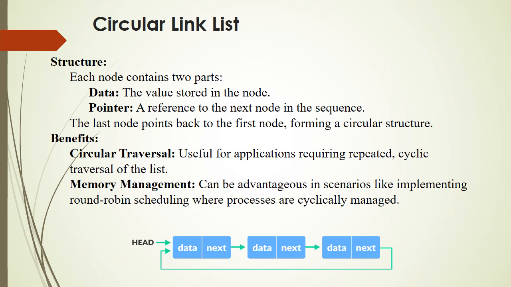Benefit of a circular linked list. Circular linked lists are useful for applications requiring continuous or cyclic traversal, such as implementing the round-robin scheduling algorithm, where each process gets an equal share of CPU time. They also help in managing resources in a circular manner, ensuring fair allocation.